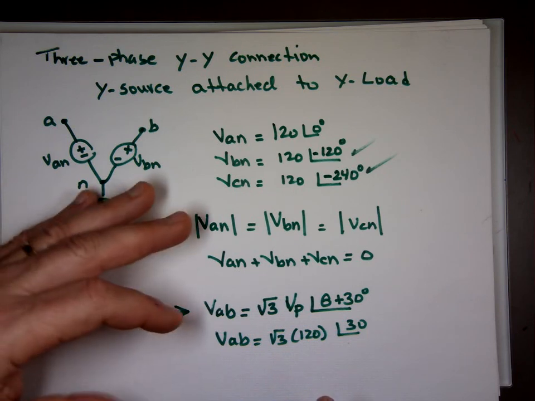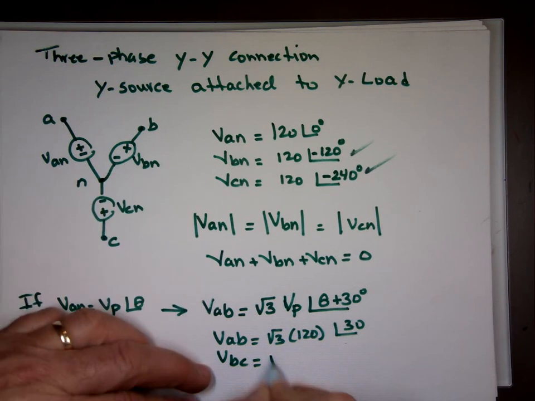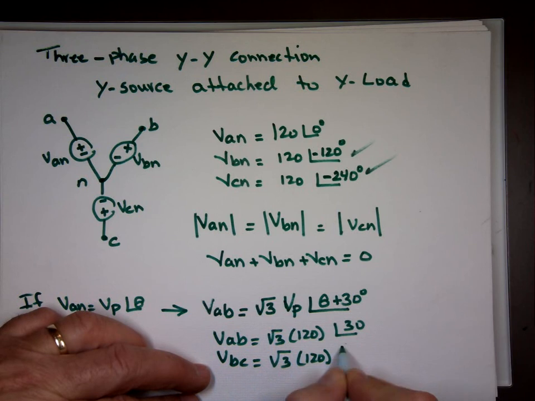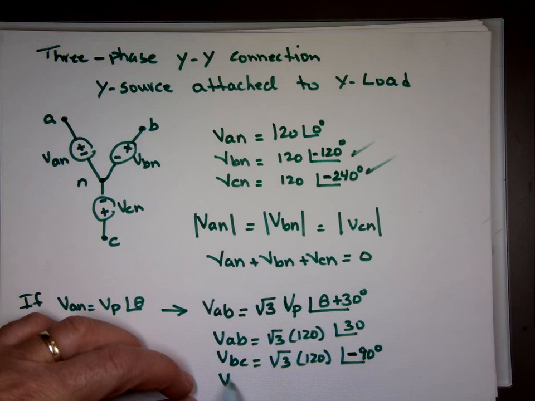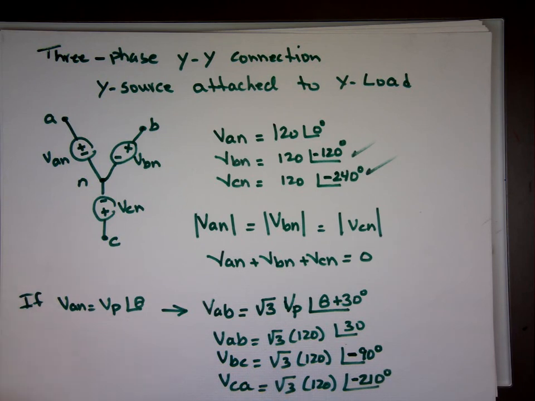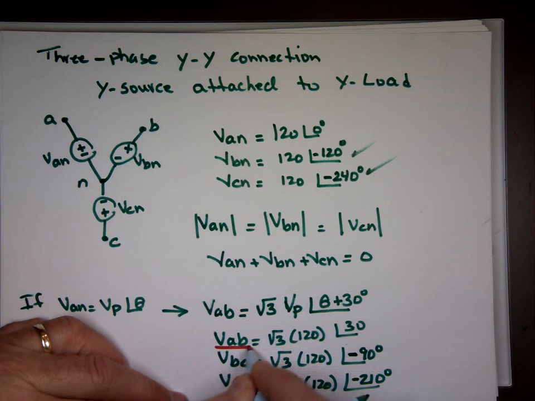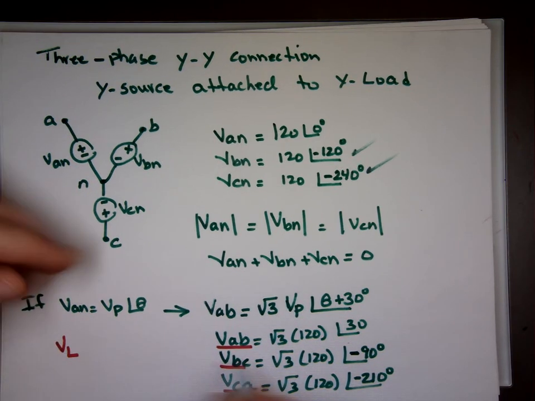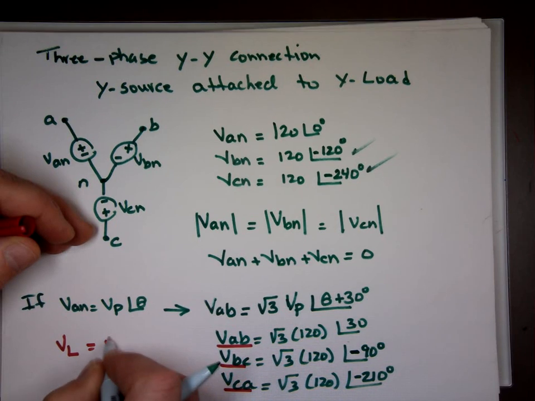And VBC is going to be the square root of 3 times 120, and the angle is 120 degrees subtracted from that. What is 30 minus 120? Negative 90. And VCA, not AC, VCA equals the square root of 3 times 120. Subtract another 120 from this, that will make it negative 210 degrees. They call these voltages VAB, VBC, and VCA. The magnitude of these is called the line voltage. So VL, that's the line voltage, is equal to the square root of 3 times VP.